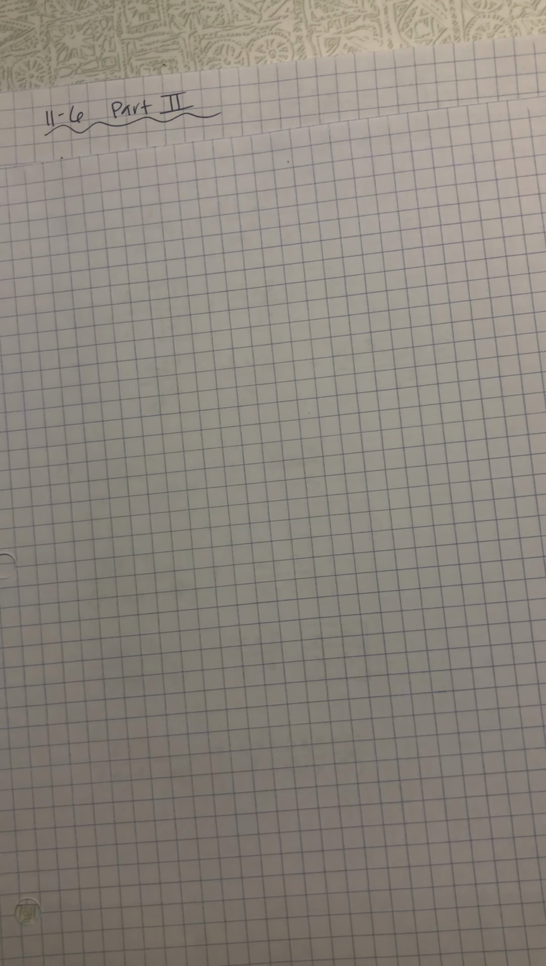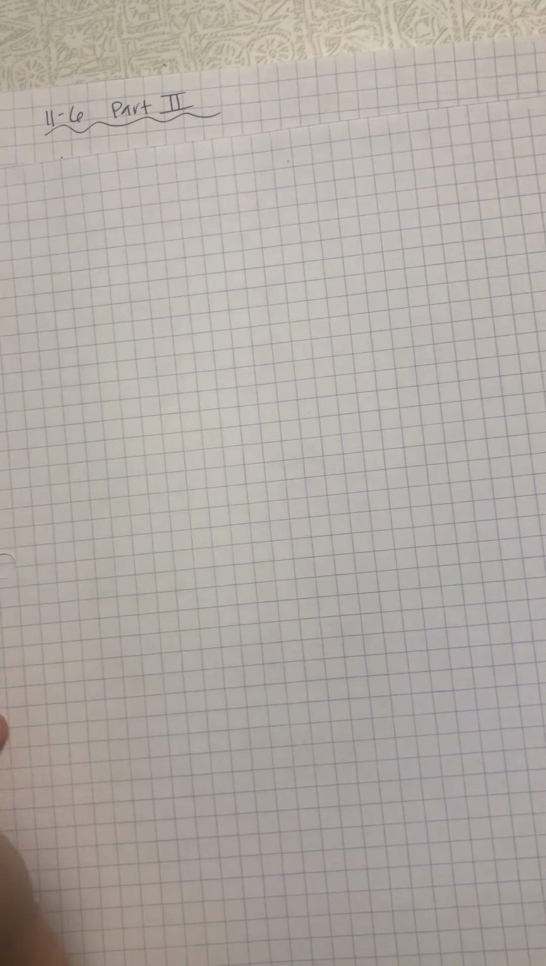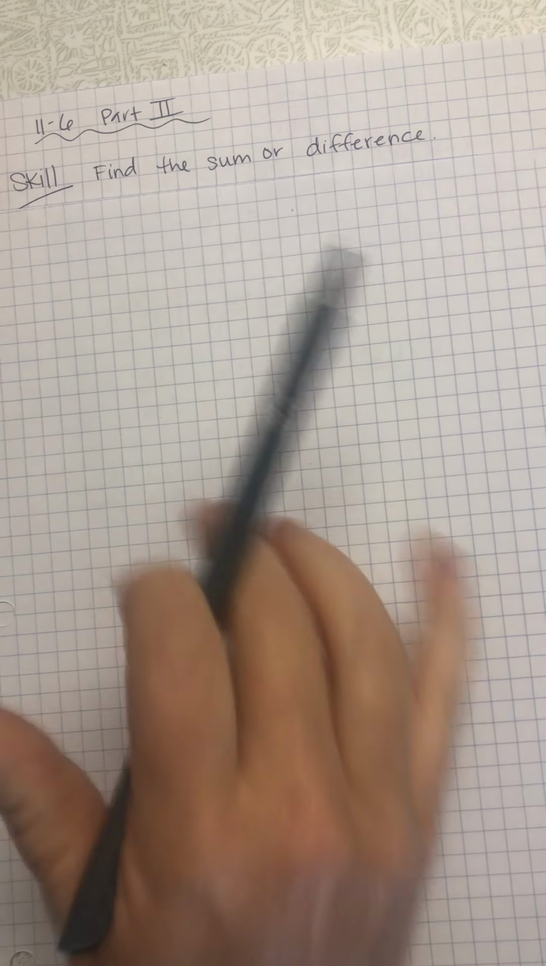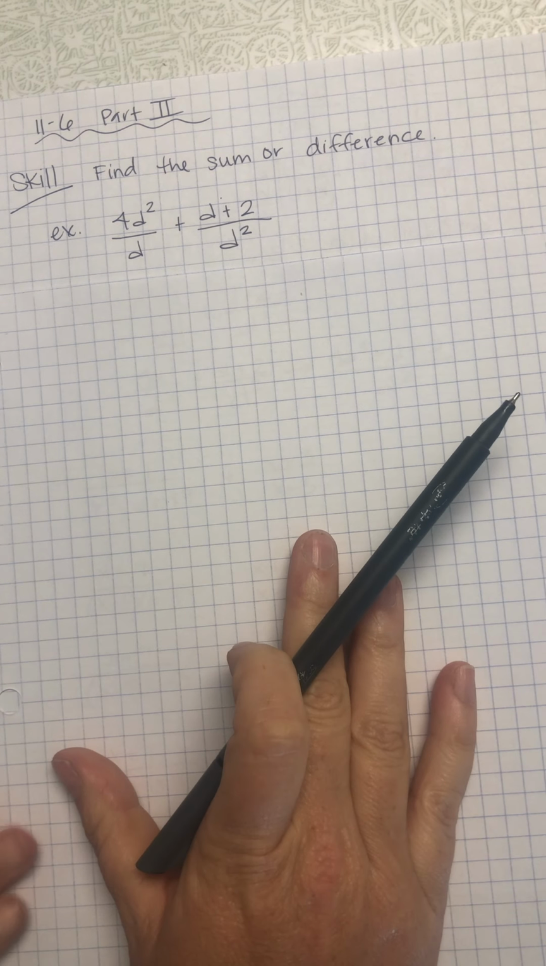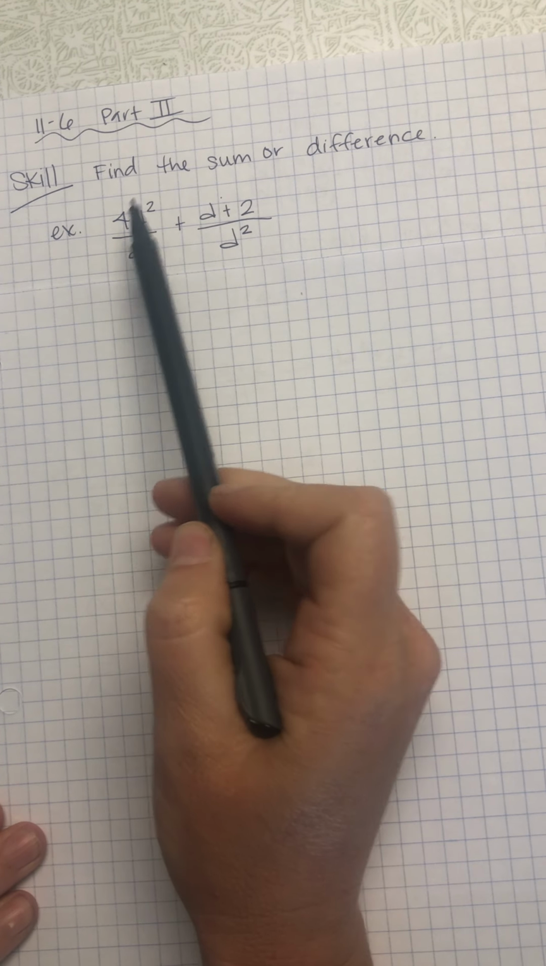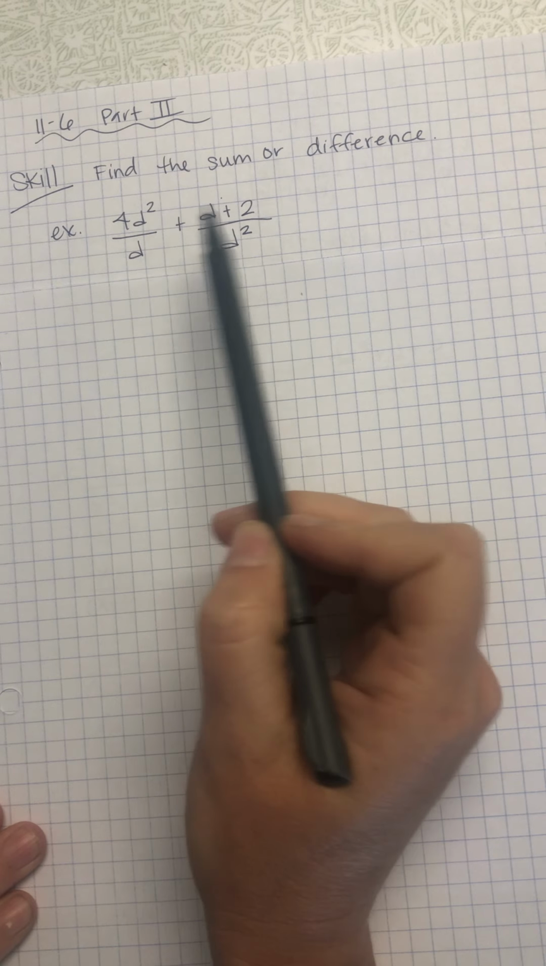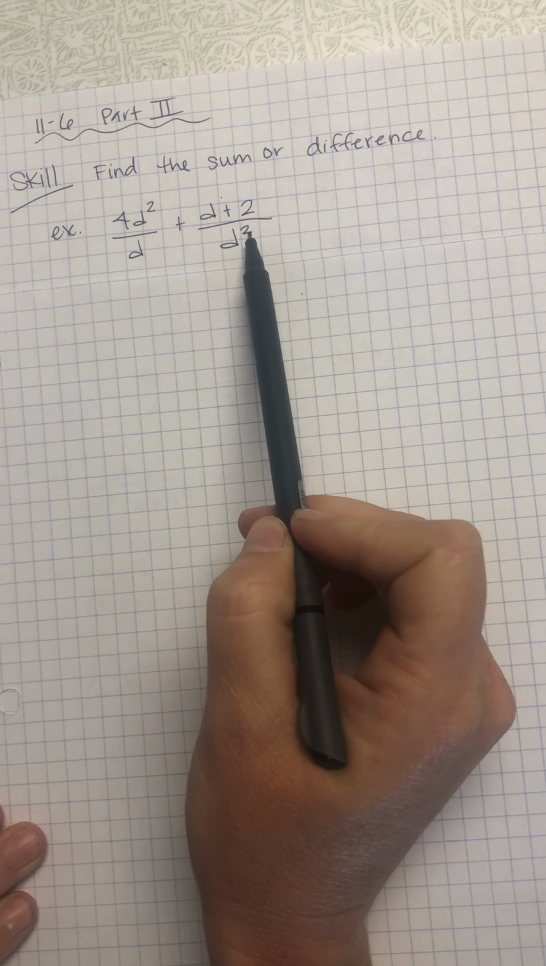Today we're going to continue with 11-6 part 2. Our skill today is to find the sum or difference. Let's take a look at an example. Here we have 4d squared over d plus 2d squared over d squared.